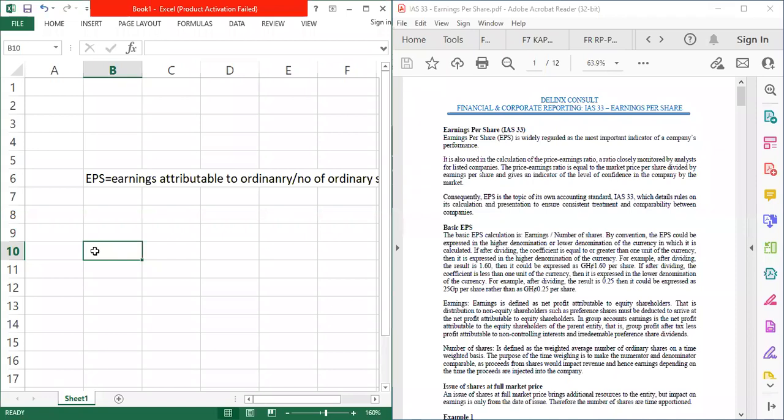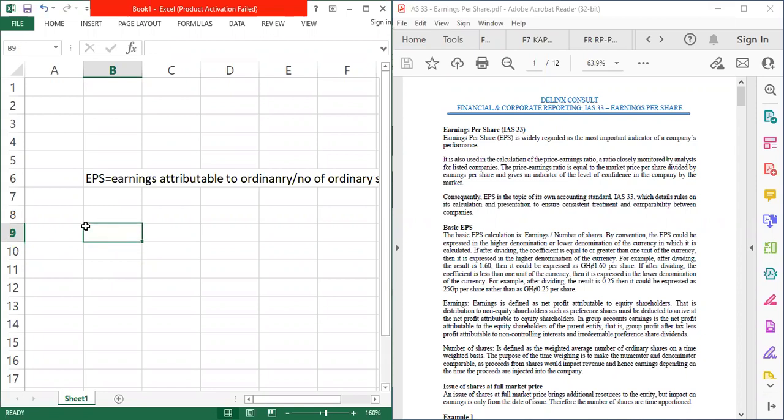But what normally happens is that some of the ordinary shareholders will be there from the start of the year and they will be there at the end of the year again. But some people will come during the year, either mid-year to the end of the year or a quarter to the end of the year.